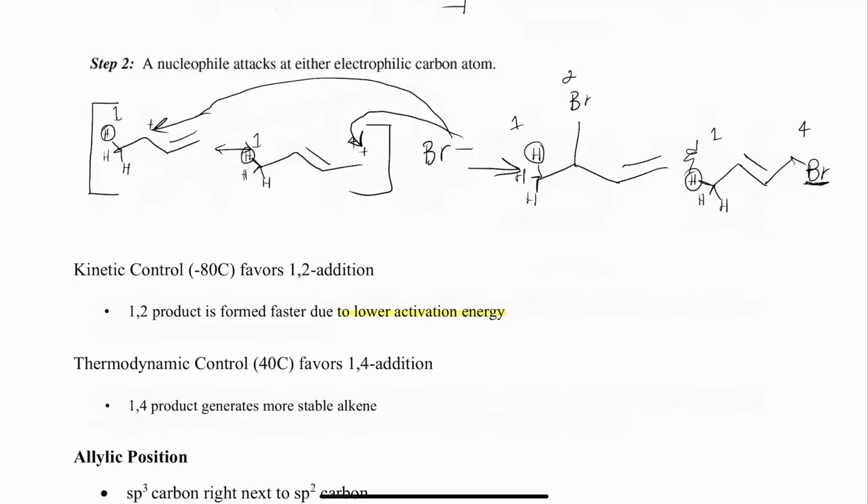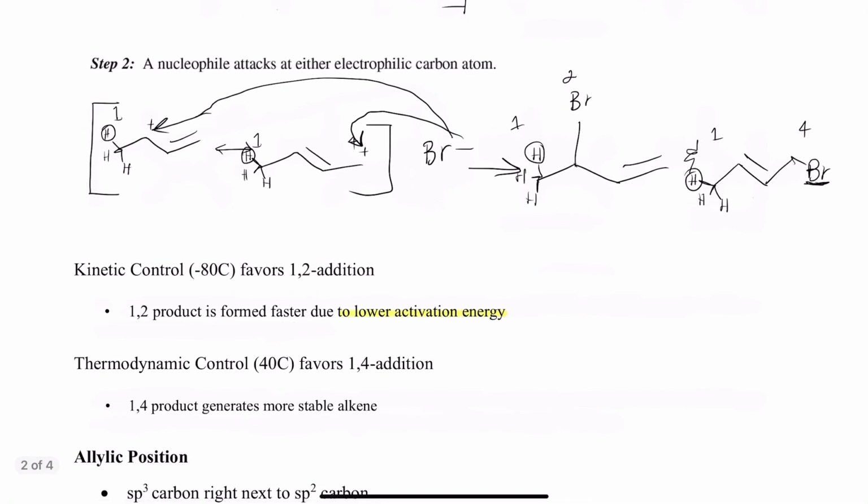Our thermodynamic control, this is all about energetics. This is all about how much energy are we absorbing? How much energy are we giving off? Is this exothermic, endothermic? This is all about how stable our reaction is. So at our thermodynamic control, this will be performed at 40 degrees Celsius, and it's going to favor our 1,4 addition. The reason is our 1,4 product usually is going to generate a more stable, a more substituted alkene.